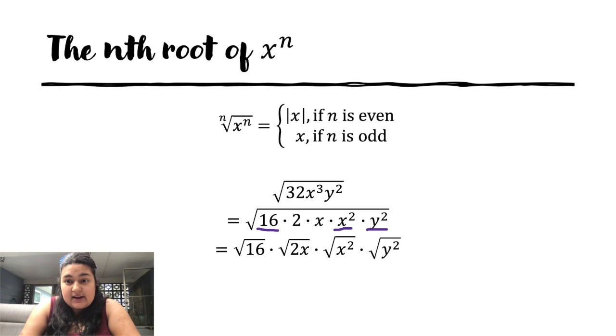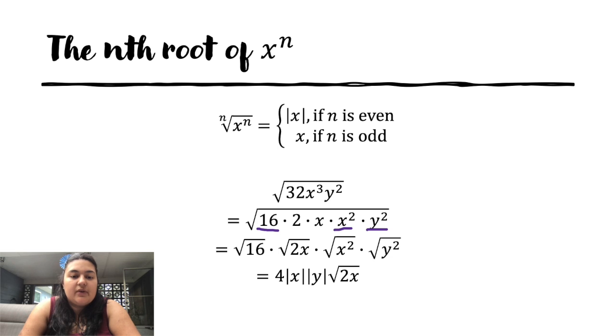That's what it looks like. But now I can do the square root of 16, which we know is 4, times the square root of 2x, which is just the square root of 2x. And then here I have the square root of x squared. So according to my little rule up on top of this slide, I have to do the absolute value of x. And then the same goes for the square root of y squared. Because the root is even, they do undo each other, but I'm going to say this: the absolute value of y. So here we go.